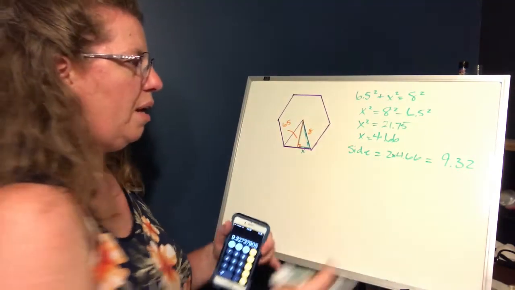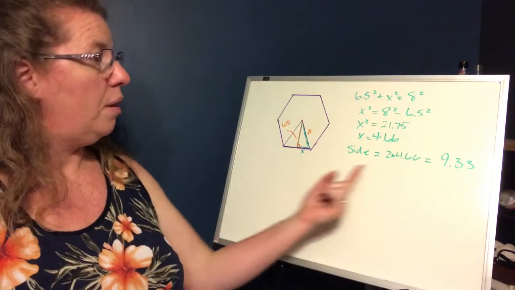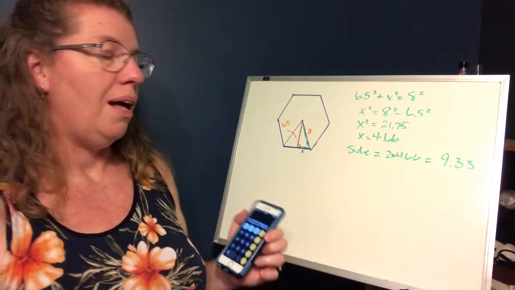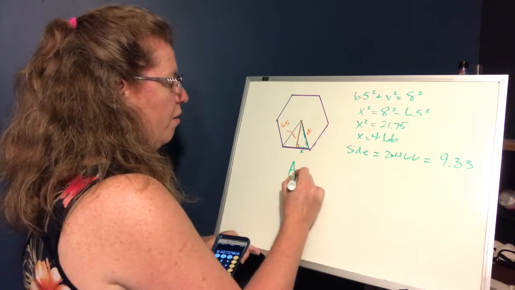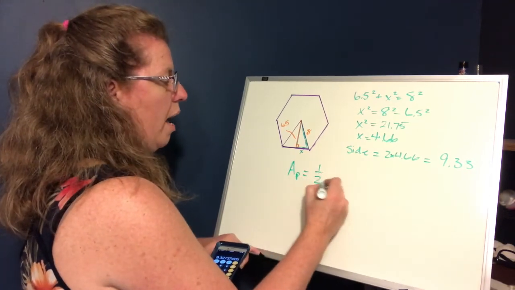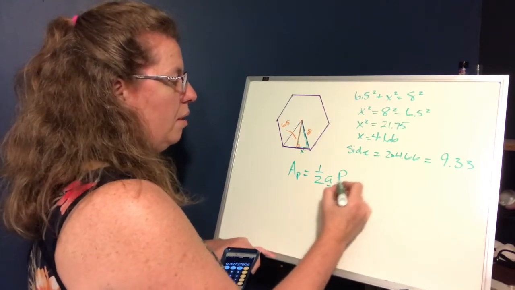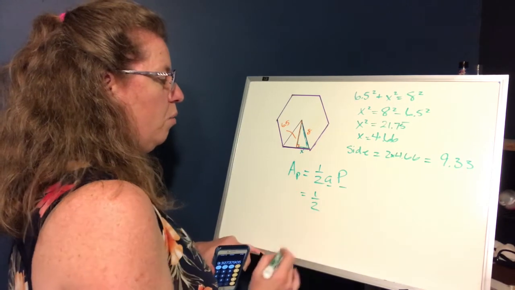9.32. Let me round that up. I guess it rounds up to 9.33. Okay, so that is our side. Now we have the parts we need. I'm going to do this one with the formula. The area of our pentagon is 1/2 AP, where again, A is the apothem, P is perimeter. So we have to figure those parts out.